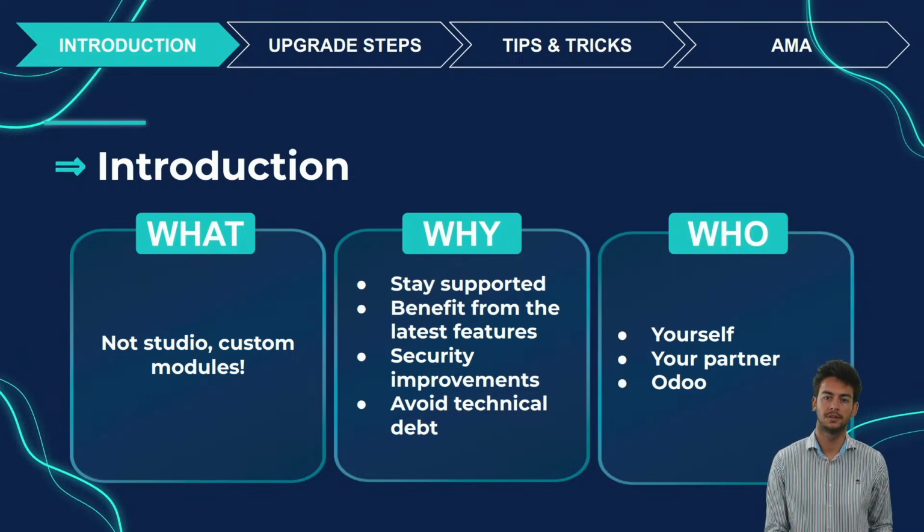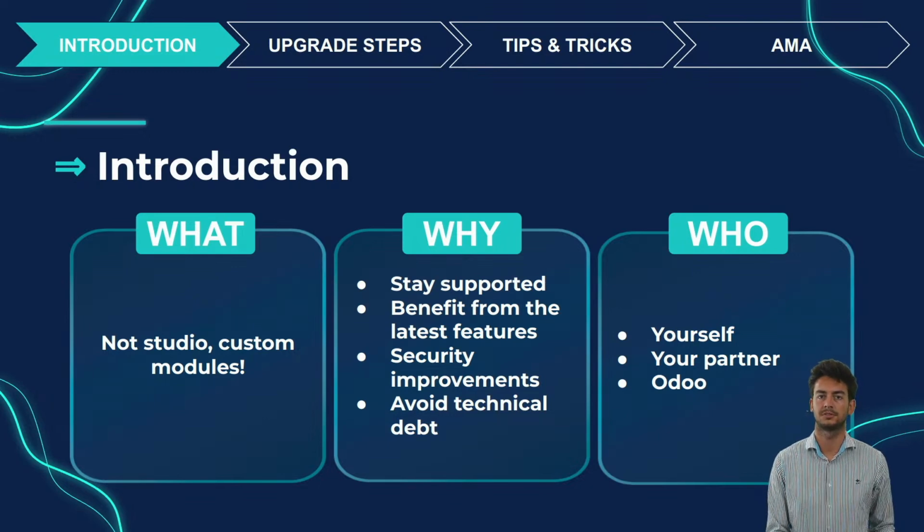Why should you upgrade? You want to stay supported. If you pay for an enterprise subscription, you won't be supported if you are not in one of the 3 latest versions of Odoo. You also want to benefit from the latest features. Every year, with every new version of Odoo come new features, and those features can sometimes cover what your development did. You also want to have the security improvements from each version.